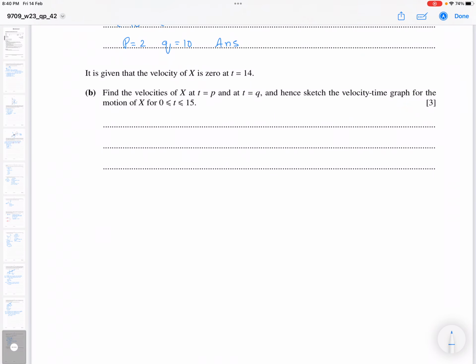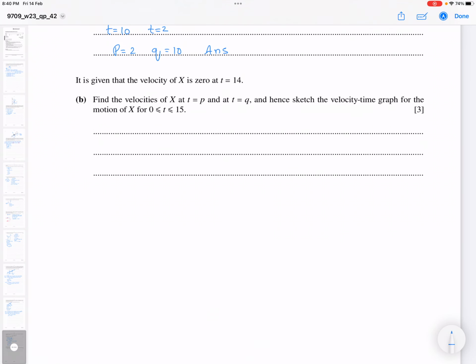Second part says it is given that the velocity of x is 0 at t equals 14. Find the velocities of x at t is equal to p and at t equals q, and hence sketch the velocity time graph for the motion of x for 0 to 15.